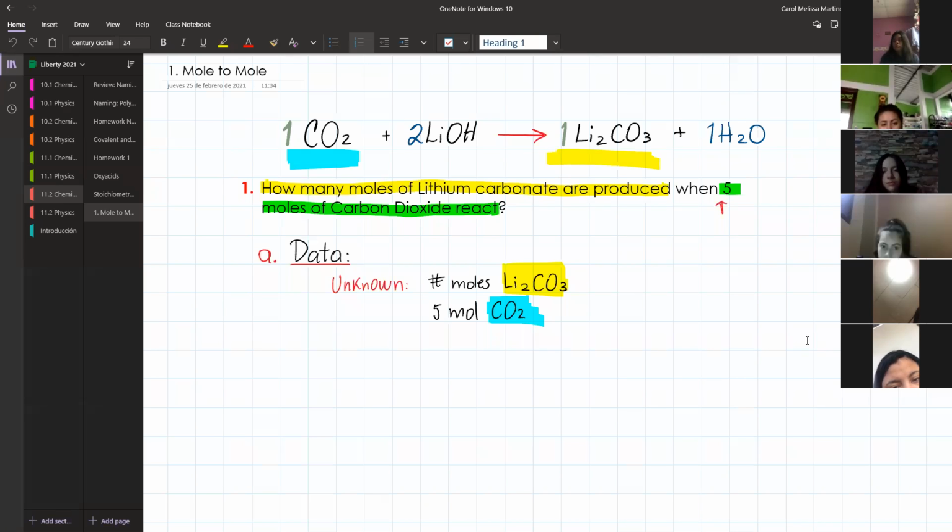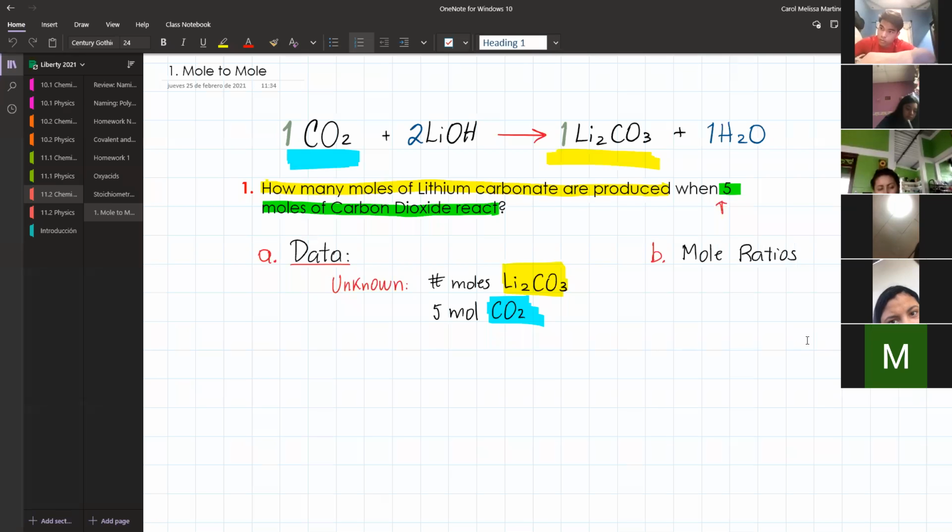Now, what is my following step? My following step is I will get the mole ratios of what? I need the mole ratios of what? Of the substances that are involved in the question, okay? So I need to relate two substances. What are those two substances? Lithium carbonate, carbon dioxide. How am I going to relate them? By using the mole ratios, okay? So what are the mole ratios that I can write about?